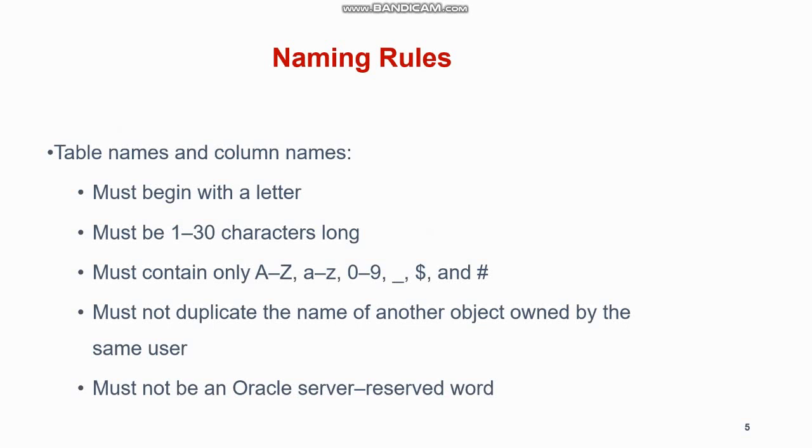You cannot have duplicate names. For example, if you have used a column name in table 1, you cannot use the same column name again in table 1. So no duplicates of names, no repetitions. This is not allowed, and you're not supposed to use a reserved word. For example, you cannot create a table with the keyword DESC, which stands for describe, because that's a reserved word of Oracle.